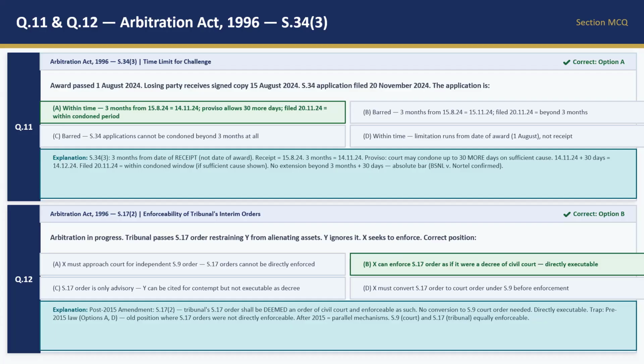So post 2015 amendment, the tribunal's order under section 17 shall be deemed to be an order of a civil court and it shall be enforceable as such. Okay? So no conversion to a section 9 court order is needed and it is directly executable.